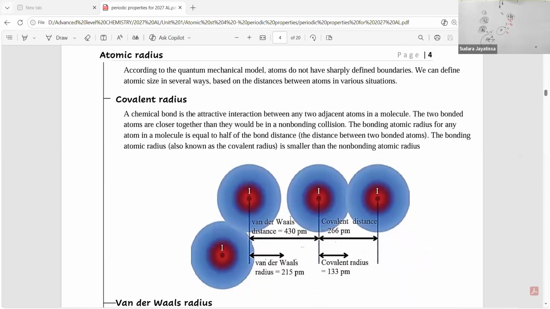Read the definition. A chemical bond is the attractive interaction between any two adjacent atoms in a molecule. Pay attention to the words. If you don't understand any word, ask, and then you will get the meaning. So for example, if it is H2, the hydrogen atoms are the adjacent ones and those are attracted. So it's the attractive interaction.